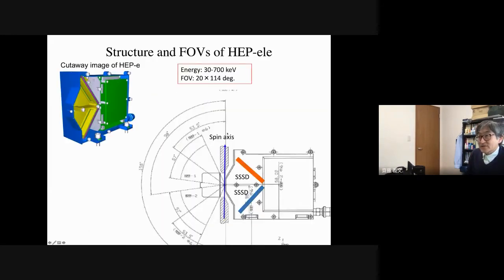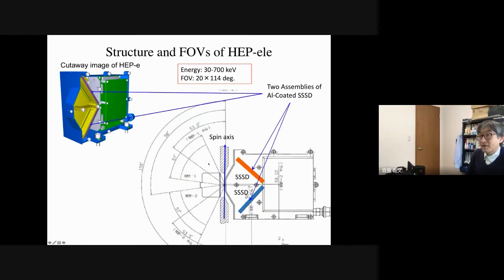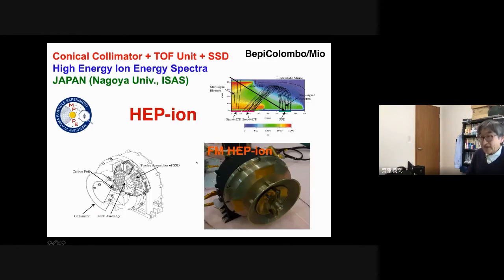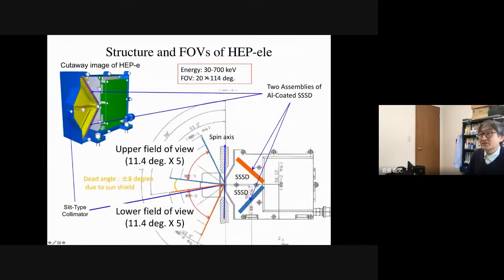And this figure shows the structure of this instrument. There are 2 SSD stacks here, and electrons come this way from the upper direction and from the lower direction. And each sector is divided into 5 channels, and we can cover 114 degrees with 10 channels. And it can measure electrons between 30 and 700 keV.